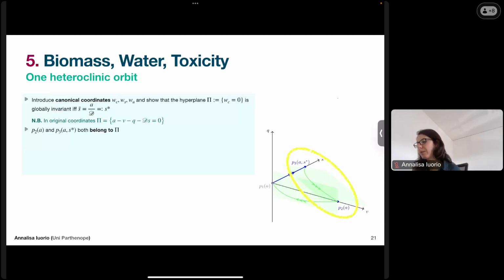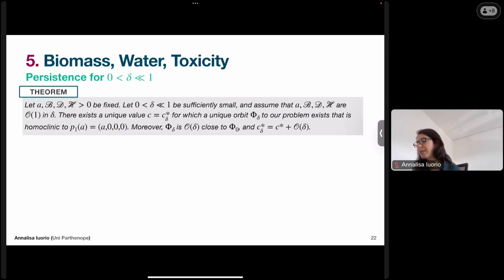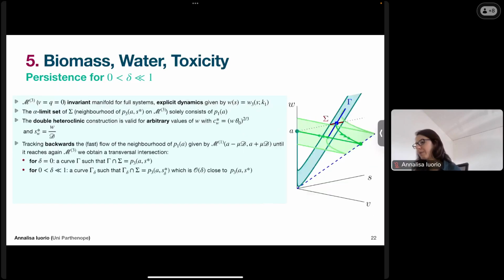Okay, I will skip some of these other details to tell you that basically in this case, we can also prove persistence of the orbit when delta is positive but small. I haven't shown this in the cross-diffusion model because, as I said, that's still work in progress. So we have constructed a singular skeleton, but we haven't proved persistence yet. Here, this is a published work. We have already proved persistence. And again, I will skip the details for now.